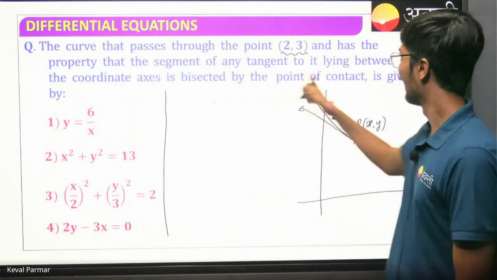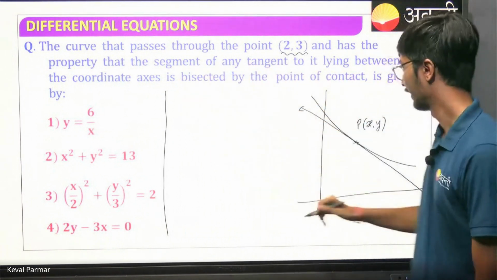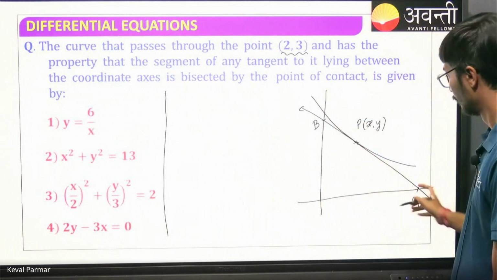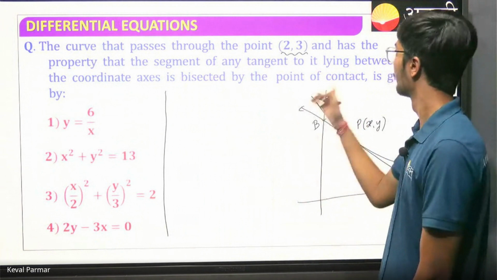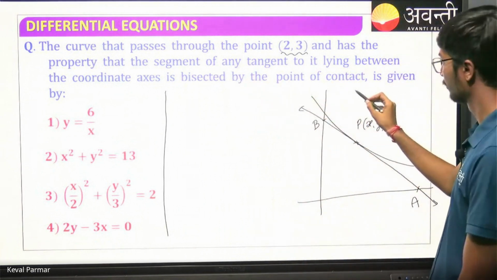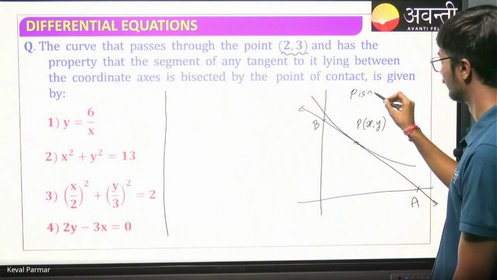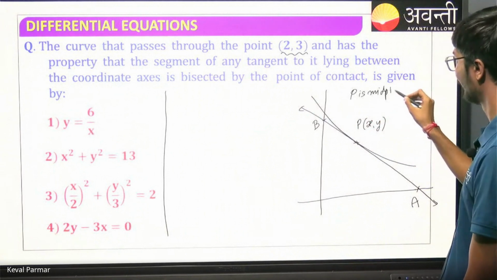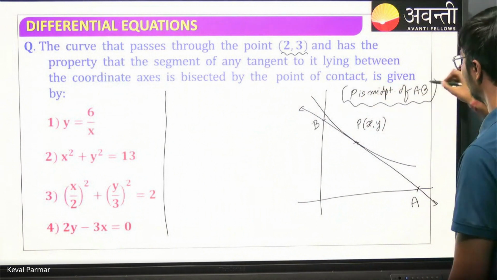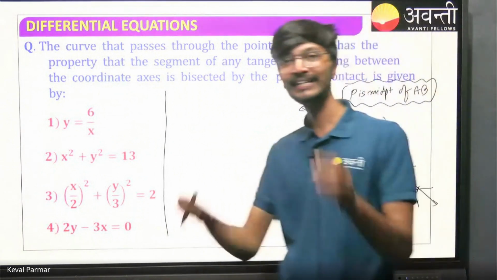It is saying that the segment of any tangent lying between the coordinate axes, let this point be B and let this point be A. So AB is the segment, and it is bisected at the point of contact. P is the point of contact. So it is saying P is the midpoint of AB.